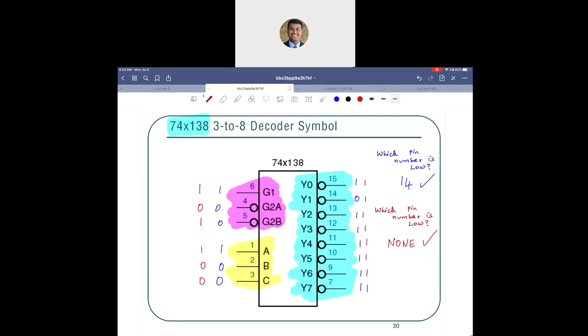Good. All right, let's move on here. So I hope with this, you see that it is relatively very simple and quick to know the output once you have figured out the inputs.